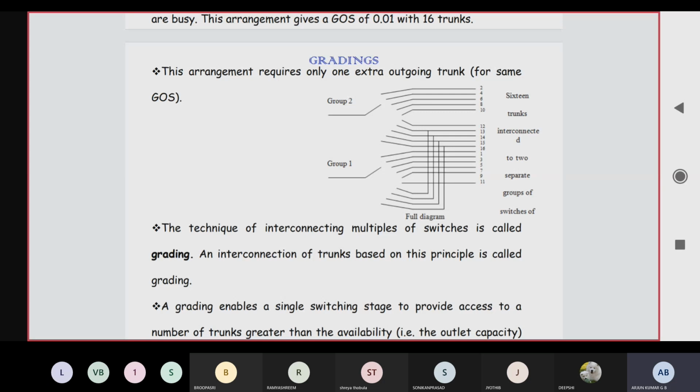Another 4 will be common for both group 1 and group 2 trunk lines. You can observe there is a connection between them: 13, 14, 15 and 16. These 4 lines are common for group 2 and group 1.